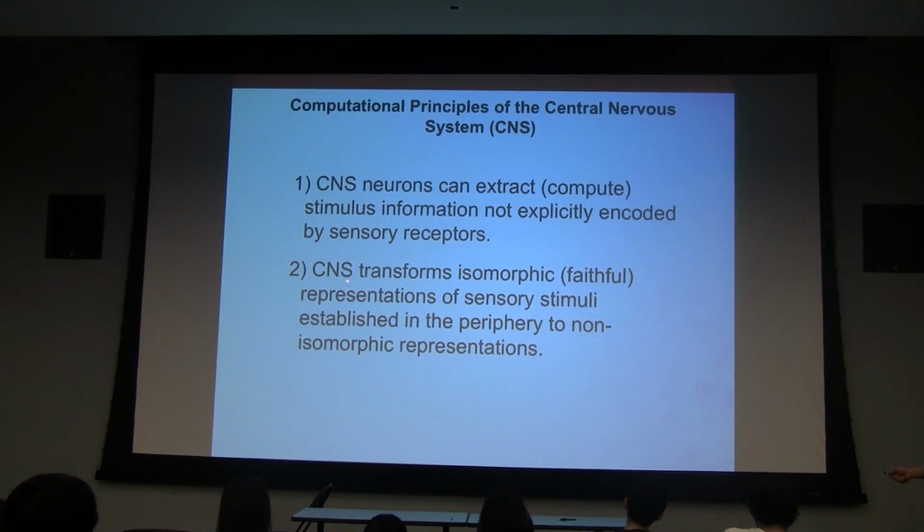Secondly, the central nervous system transforms isomorphic or faithful representations of sensory stimuli established in the periphery into non-isomorphic representations. So bear with me on what that means until we get to the lecture. So these are two principles I want to illustrate with real experimental data.